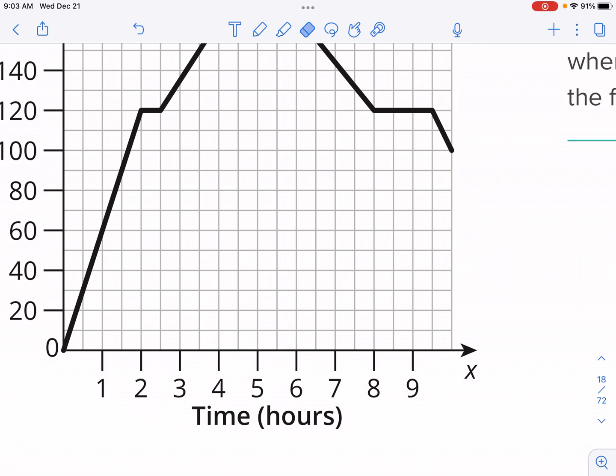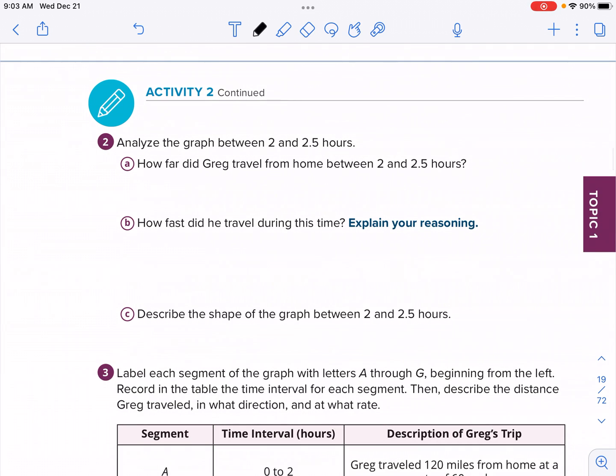Not really. So, what can we say for that? How far did Greg travel from home between 2 hours and 2.5 hours? Greg did not travel any miles from home. Right, he didn't get further, he didn't get closer. Okay, so B, how fast did he travel during this time? He traveled 0 miles in half an hour, so we would just say this in miles per hour, so 0 miles per hour. So maybe Greg, he traveled 120 miles, maybe he went to go get gas, go get food, something, but he was staying put for about 30 minutes.